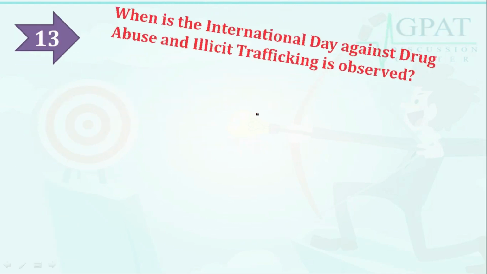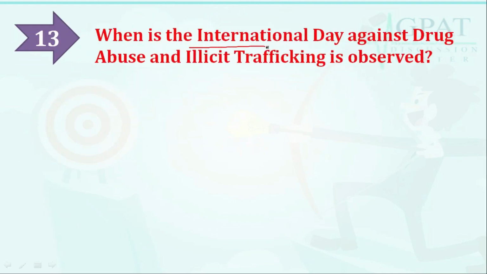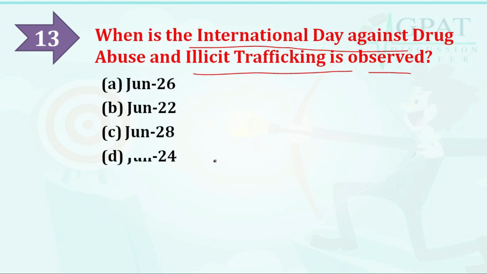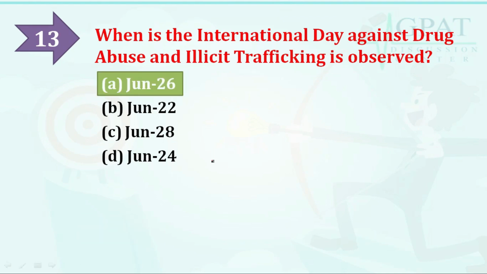Now the next question is, when is the International Day Against Drug Abuse and Illicit Trafficking observed? The options are: option A June 26, option B June 22, option C June 28, option D June 24. The correct answer is June 26, on which the International Day Against Drug Abuse and Illicit Trafficking is observed.